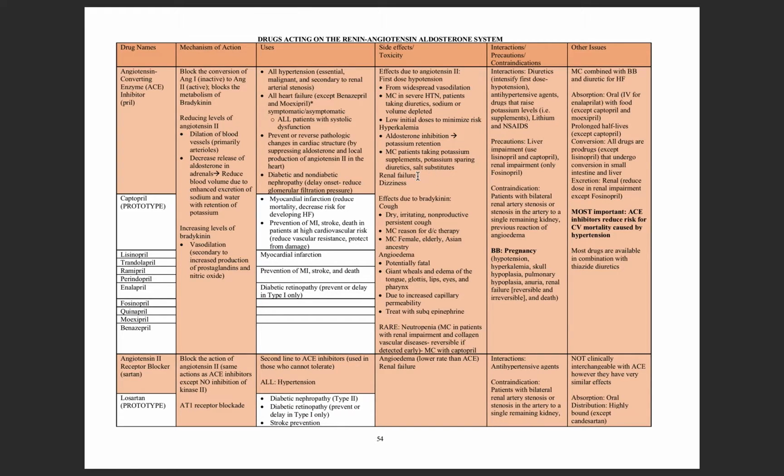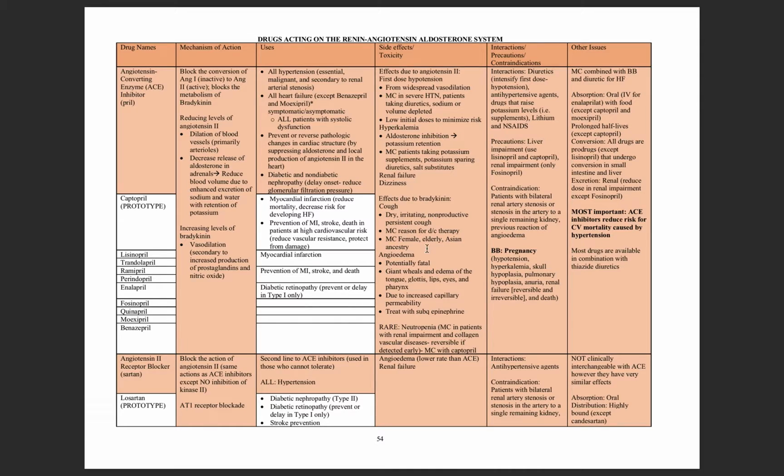Renal failure, I won't really get into because I just told you that it's kidney protective, but most common renal failure happens in individuals with severely damaged kidneys already. That's bilateral renal artery stenosis or a single kidney with stenotic vessels, and it's pretty rare in terms of the patient population that it'll occur in.